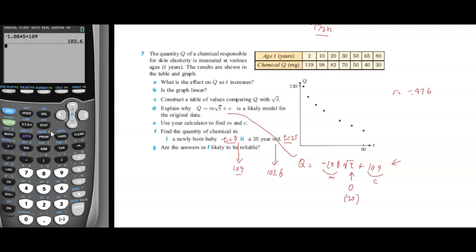Are the answers in F likely to be reliable? Fairly reliable, right? Because number one, the R value is very strong, right? It's negative, very strong. So that's one reason why it would be reliable. 25 is definitely within the data cluster. So that's another reason why the prediction for 25 would be reliable. Even though 0 is not in the data cluster, it is very close to being in the data cluster, right? 0 is very close. But maybe you can make the argument that 0 is not in the data interval, so it's not as reliable.